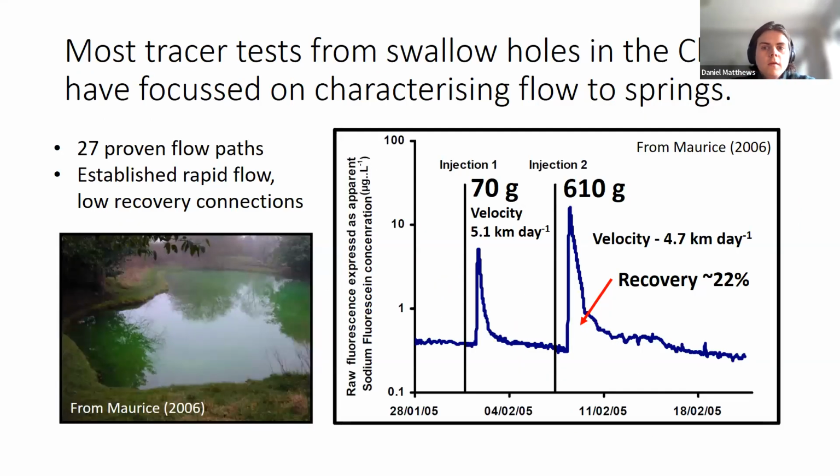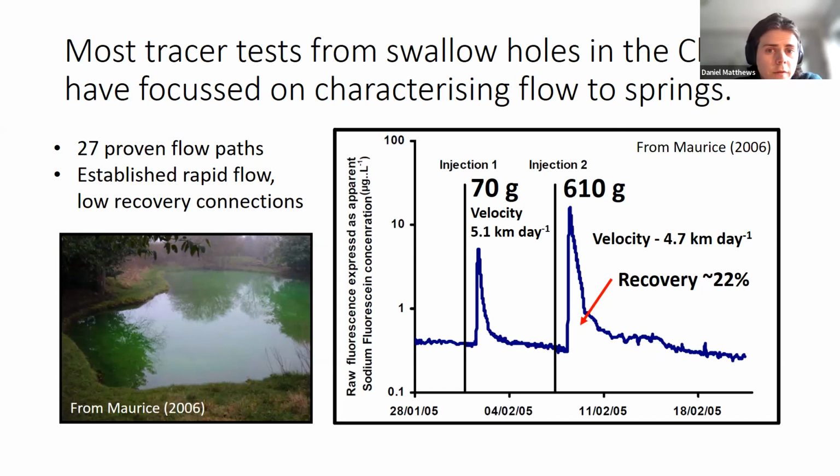Okay, so the focus of testing so far from swallow holes has been to characterise flow to springs, and the results of the test shown here are pretty characteristic of what's been found. So rapid flow up around that 5 kilometre a day mark, with a moderate to low recovery of tracer. So actually 22% is quite a high recovery of tracer in the chalk, but there's still a significant amount of loss there. And we're also seeing these connections over quite long distances. So I think in this test it was around 5 kilometres, but we've seen connections well up over 18 kilometres.